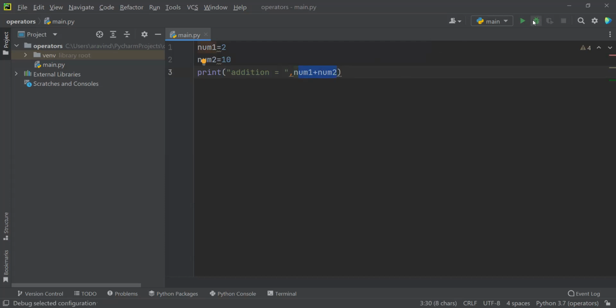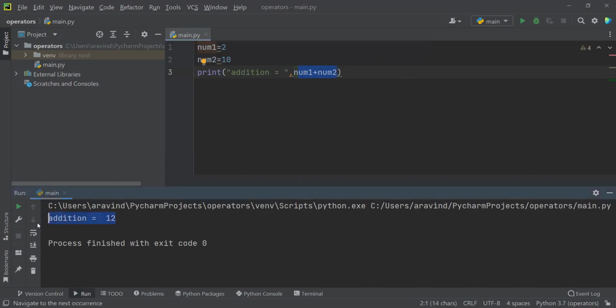So what is the result? You can see in the console we have addition is equal to 12. What is the addition of 2 plus 10? It is 12 only.